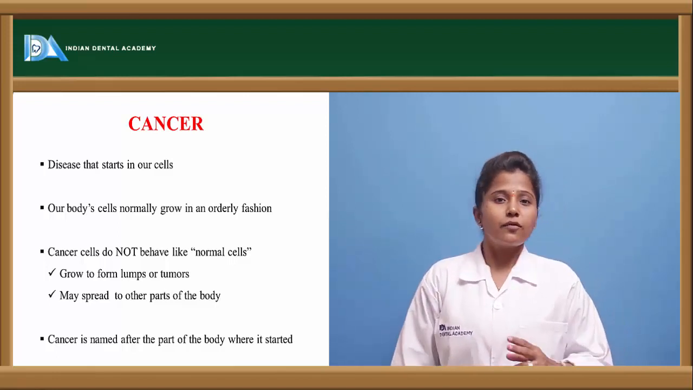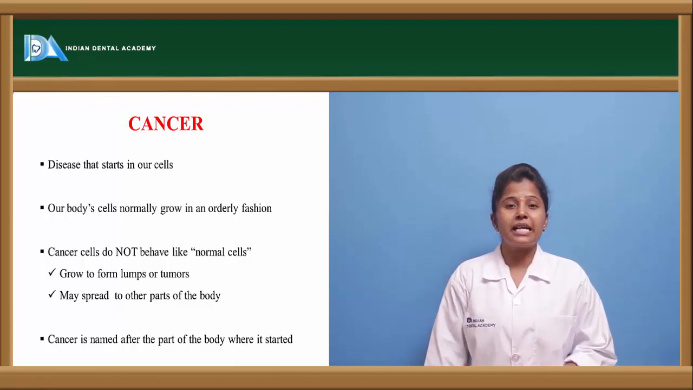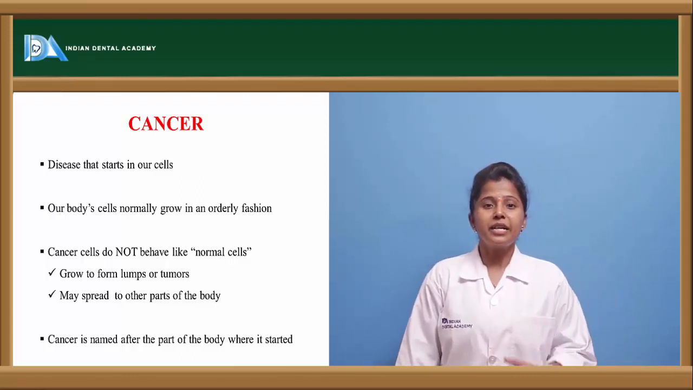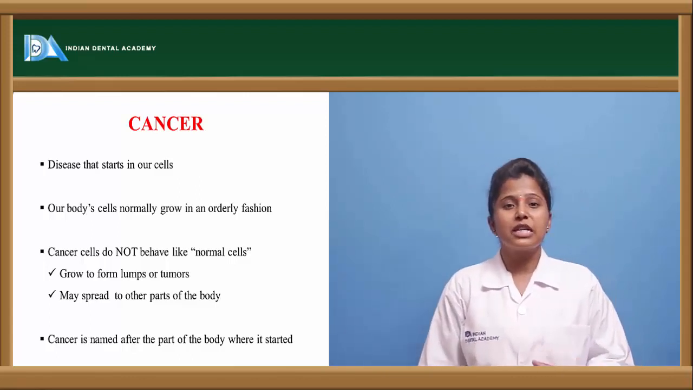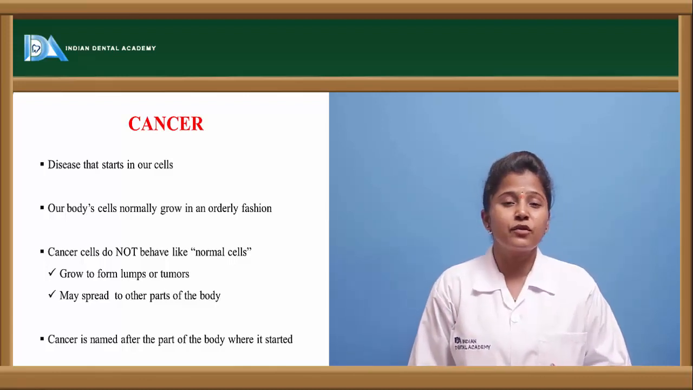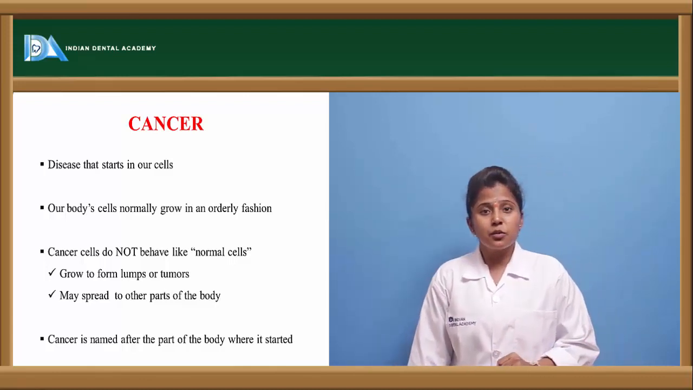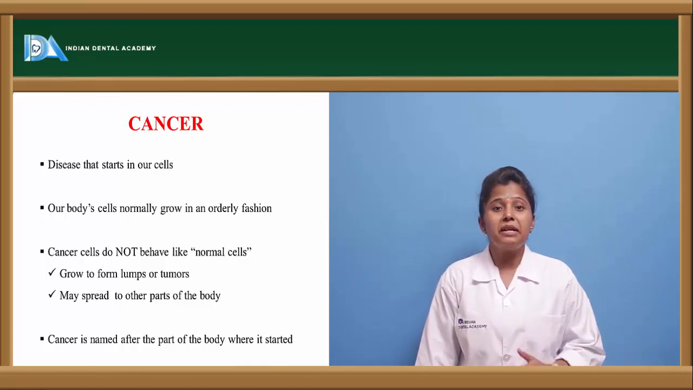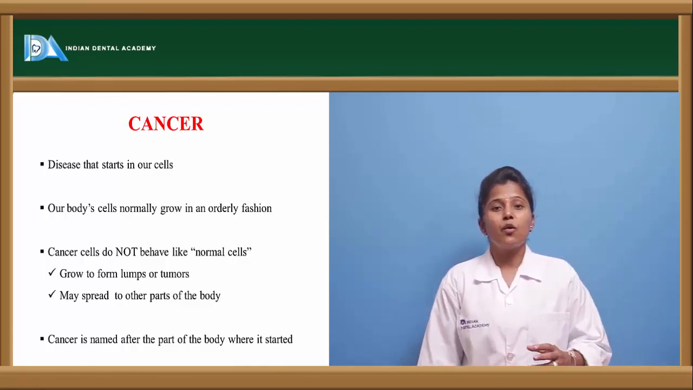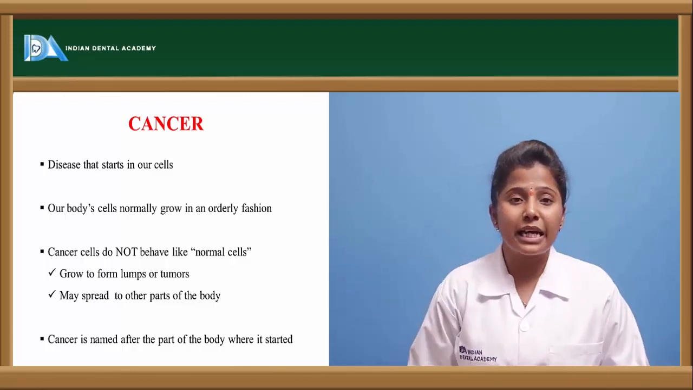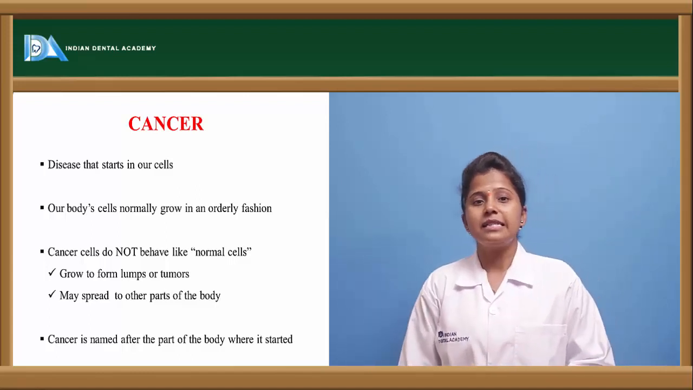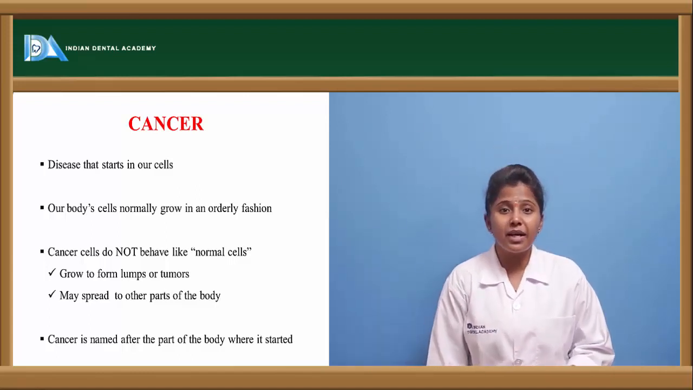These tumors are of two types: benign tumors and malignant tumors. Benign tumors are harmless, localized tumors that can be removed through surgery. But malignant tumors spread easily and can only be treated, not cured. But nowadays, research has been made where cancer can be treated.